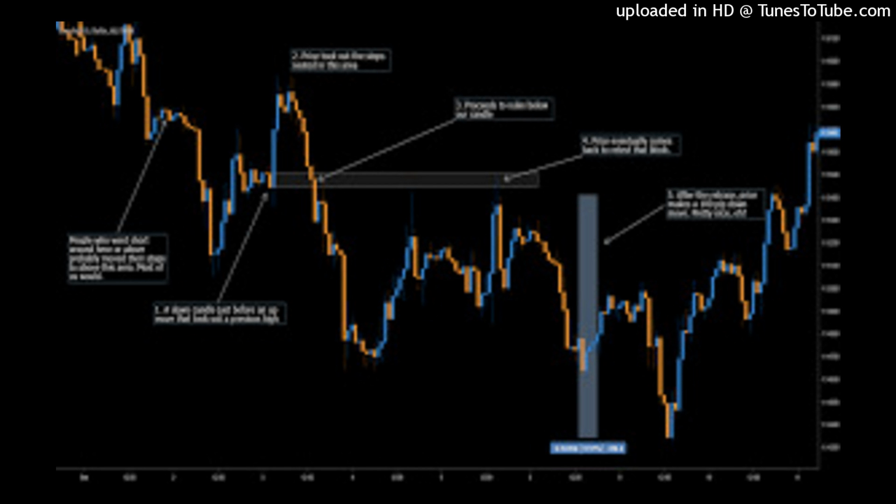One more time, it runs through you, takes your stop out again. This is going to happen in your trading. Do not try to avoid it, because it's going to happen.